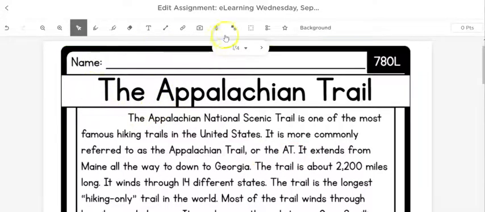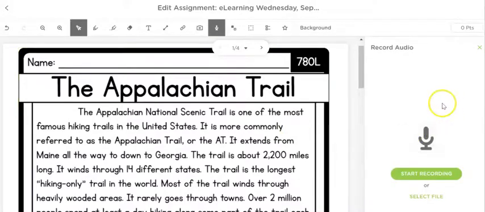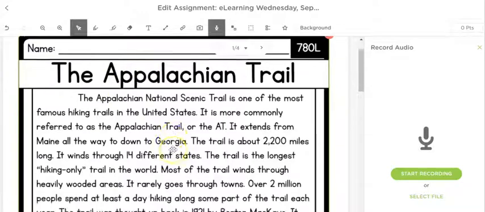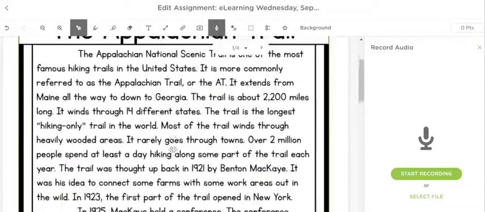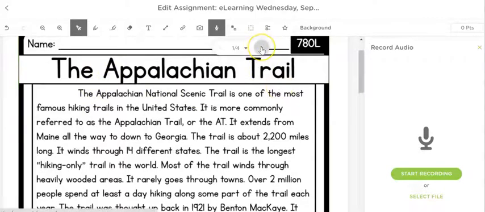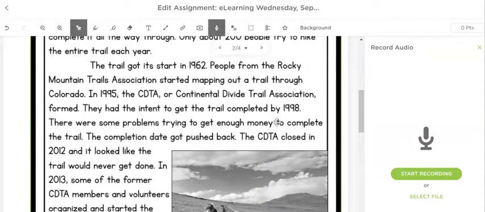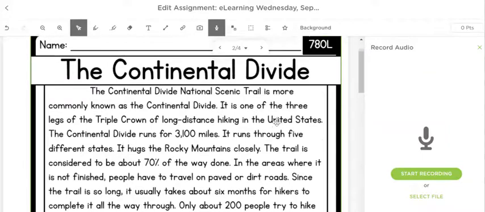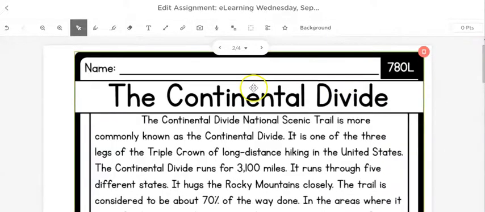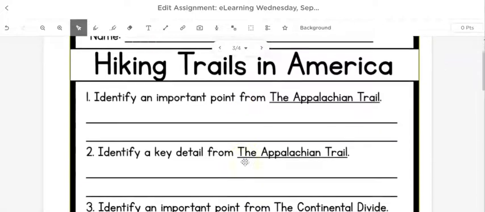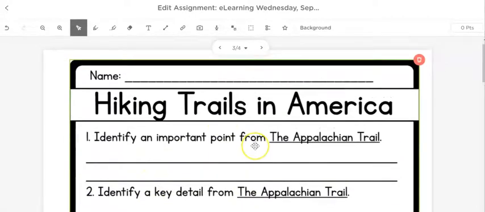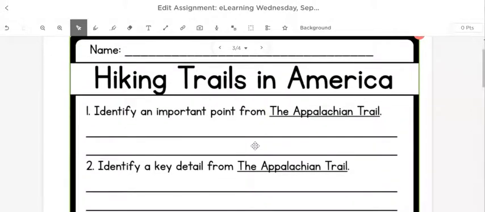Now you'll start by clicking on the Record Audio button. And yours will look different. It'll pop up over here and you'll record yourself reading both passages. There's a passage called the Appalachian Trail and the Continental Divide. After you have read and recorded both of those passages, we will answer the questions on page number 3. Pause the video now so you can record yourself reading those two passages.